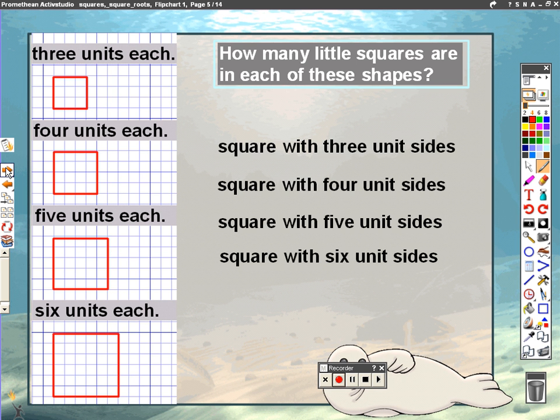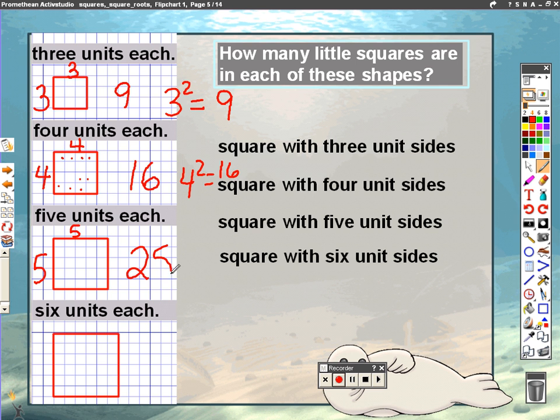How many little squares are in each of the shapes? In this shape, there are 9 squares. It is a 3 by 3. 3 squared is also what number? 9. 1, 2, 3, 4, 5, 6, 7, 8, 9, 10, 11, 12, 13, 14, 15, 16. 16. And this is 4 by 4. 4 squared. Isn't that 16? 5 by 5 is going to give me 25, and 6 by 6 is going to give me 36.